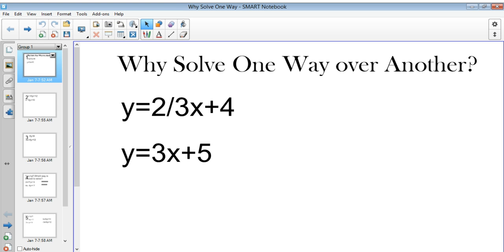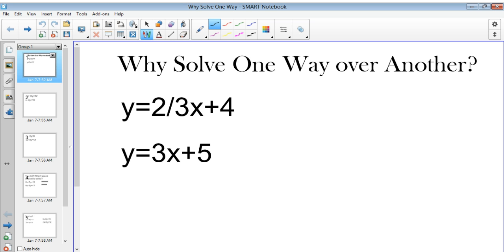This is the last one for me, guys, and this is a very important topic. It talks about why solve one way over another. And really, what we go into is we want you to be able to solve all of these systems of equations in the most simplistic and fastest way possible. So we're going to go into why you would solve one way compared to another.